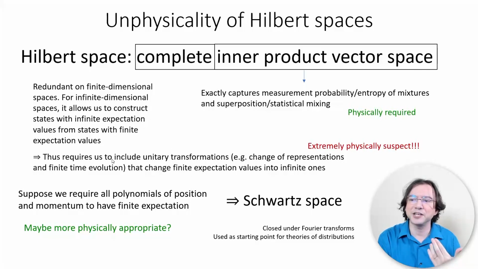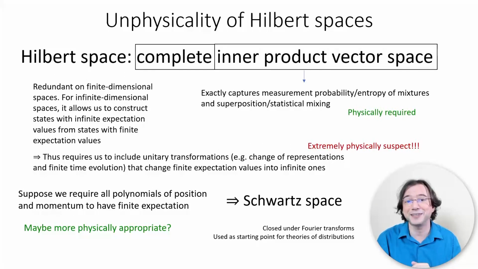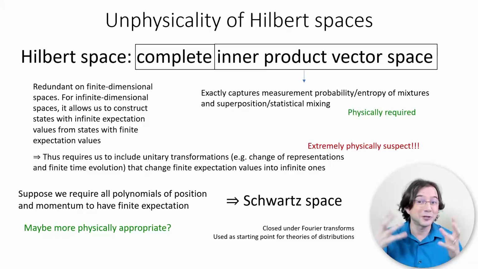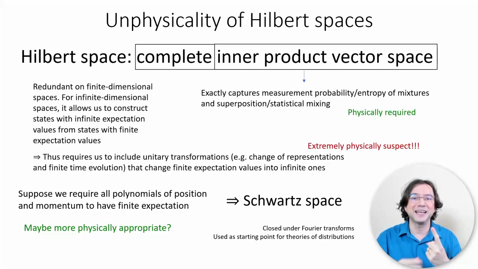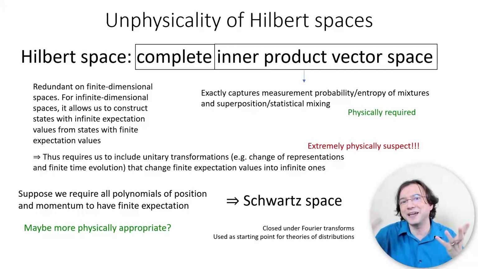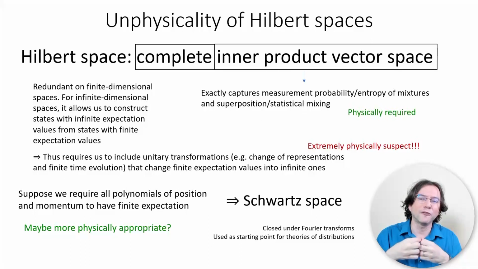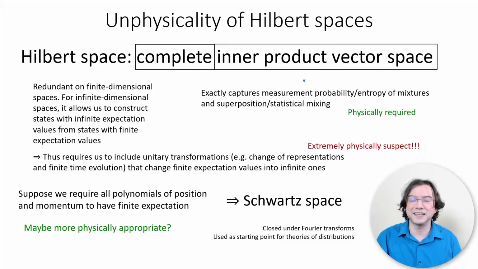It requires us essentially to include a unitary transformation, like finite time evolution, that can change a finite expectation to an infinite expectation. So inside the Hilbert space, you can find a unitary evolution, a Hamiltonian, for a process that takes states that have finite energy and puts them at infinite energy in infinite time, or that takes the spread of momentum from finite to infinite. A lot of these things don't seem to be physically justified.